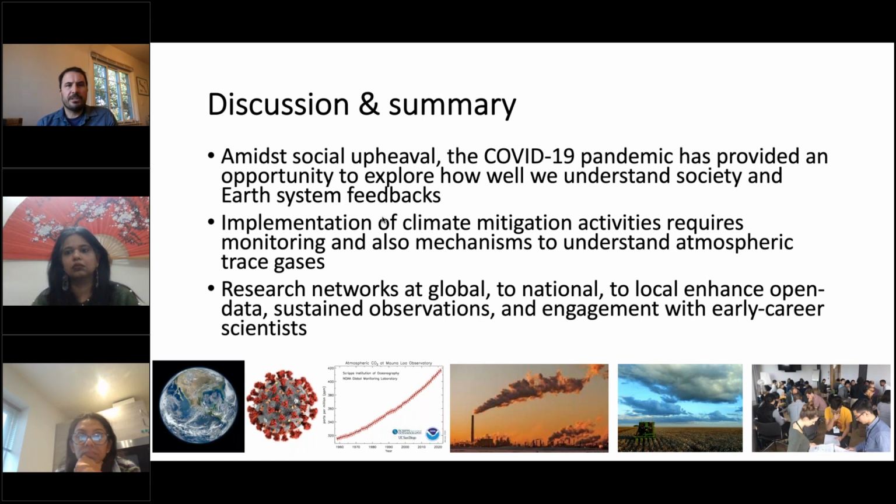And that these research networks play a tremendous role across different scales, from global scales, things like Future Earth and the role Future Earth plays, to the national and continental scale networks like Copernicus, to groups like iLEAPS and the workshops or the Open Science Conference that we have to facilitate the discussions on sustained observations and to provide these opportunities to early career scientists.